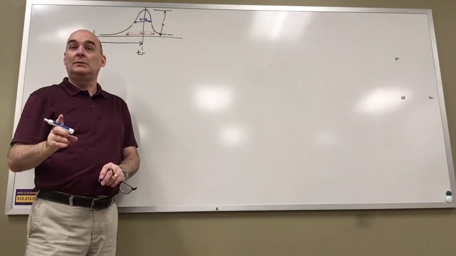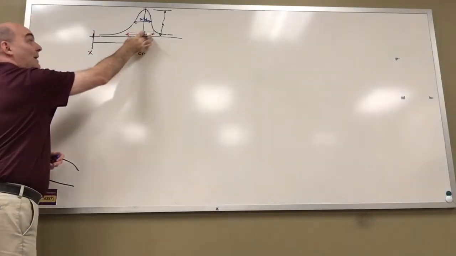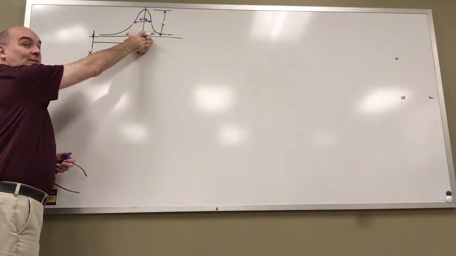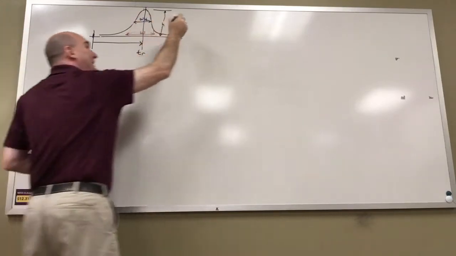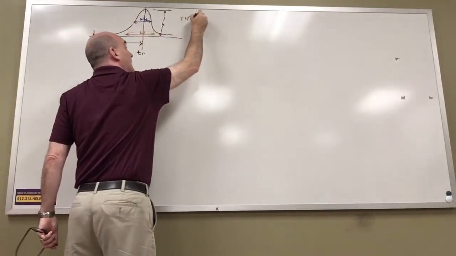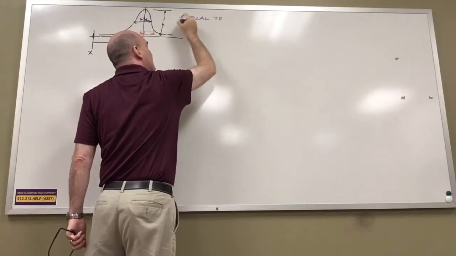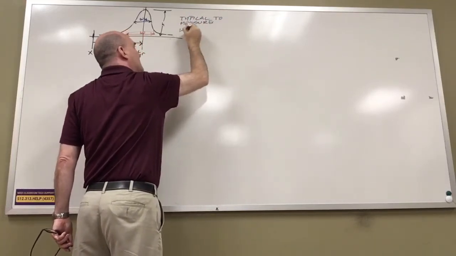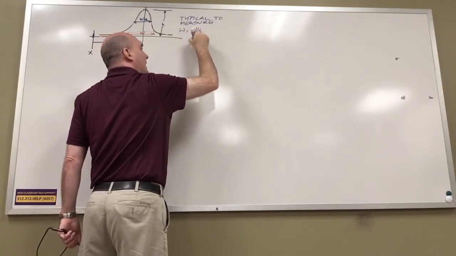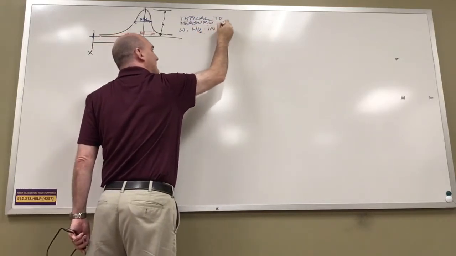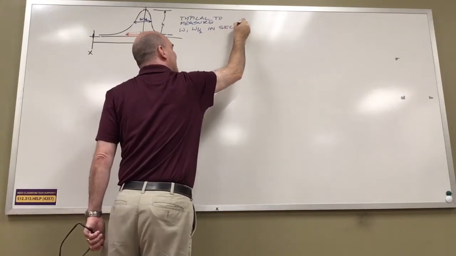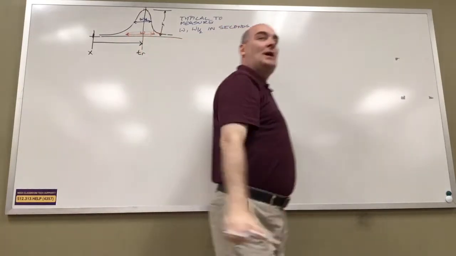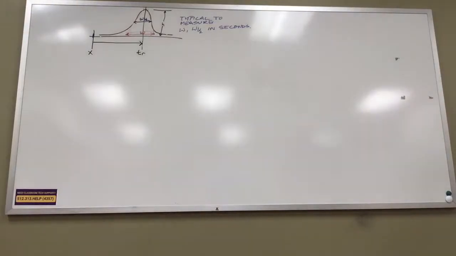You can measure that width as millimeters. But it's typical to measure width and width at half height as a unit of time. We're going to measure them in seconds. Can you think of any particular reason why we would measure them in seconds?